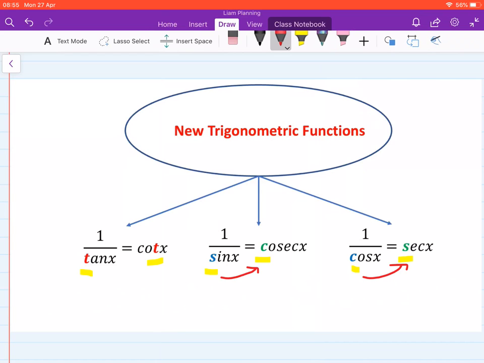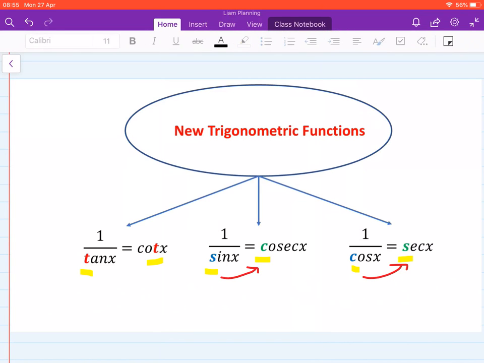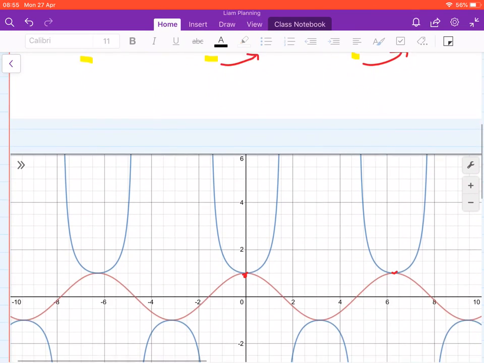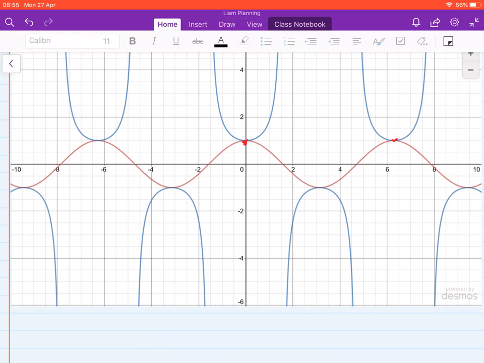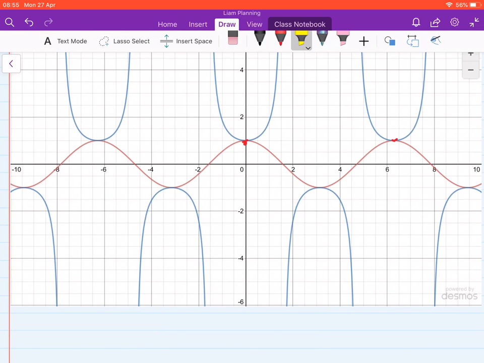And if we have a look at what the graph of sec x looks like. Sec, remember, is the reciprocal of cos. So in red here, we've got the graph of cos x, starting at 1, down to -1 and up to 1. And in blue, cos is periodic, it goes on forever, so as does sec. But we know that sec x is the same as 1 over cos x.